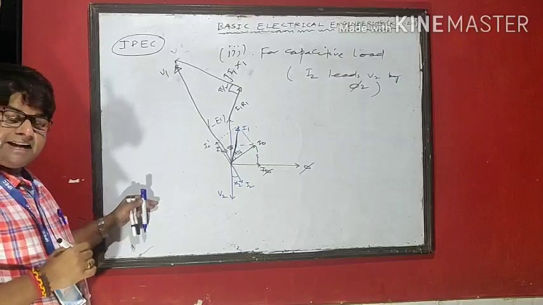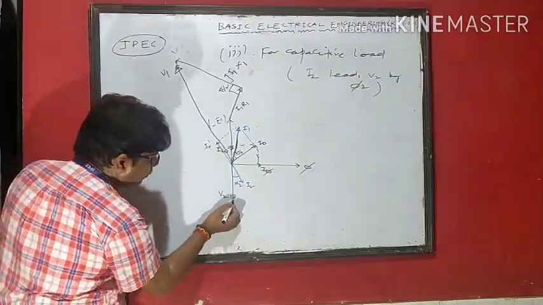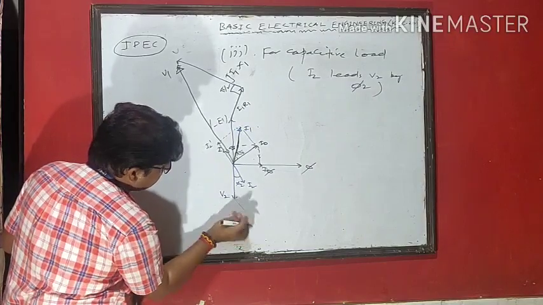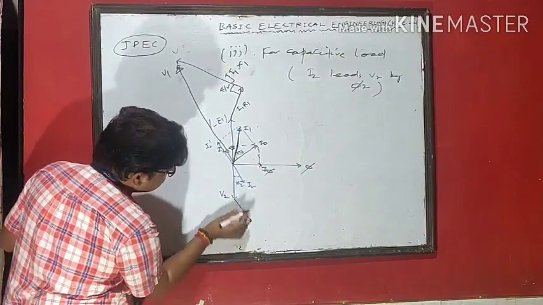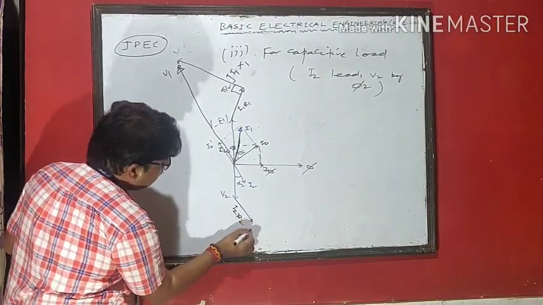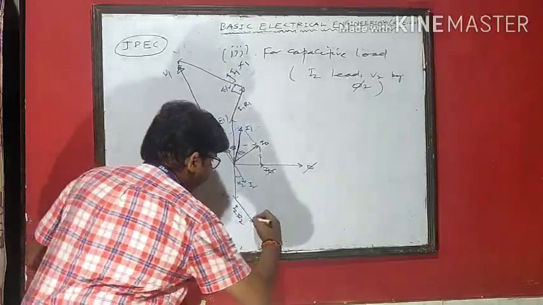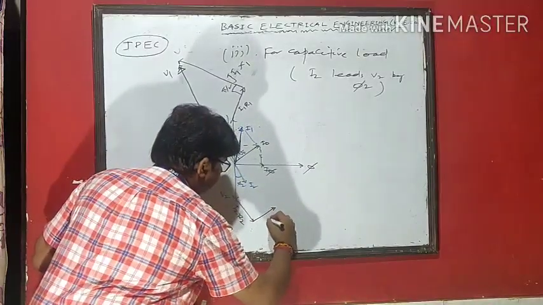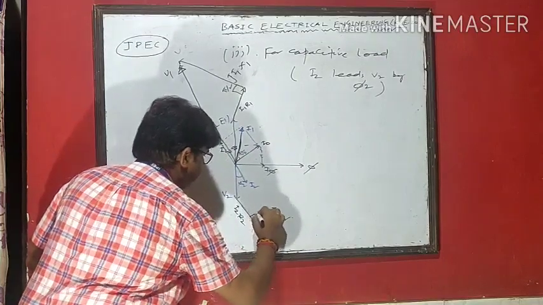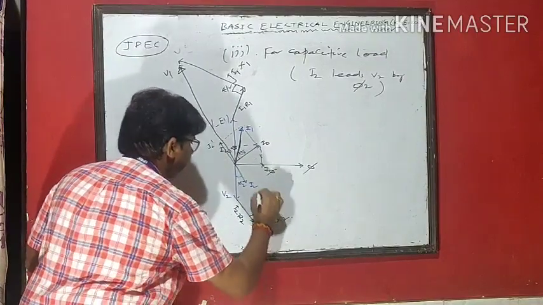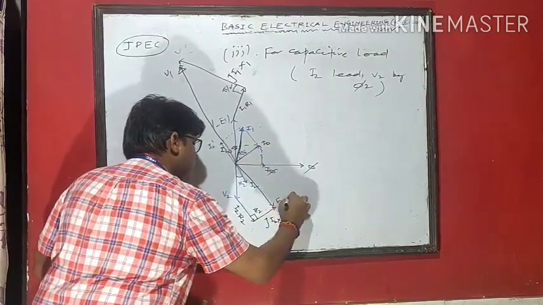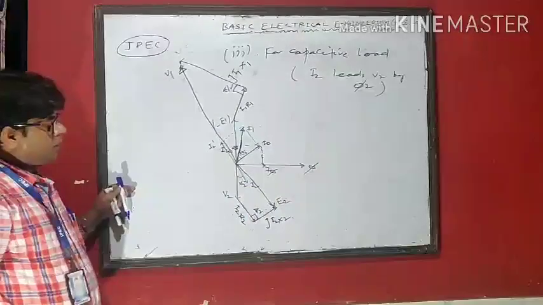Similarly, on the secondary side, E2 equals V2 plus I2 R2. I2 R2 is the voltage drop across the resistance, in the same phase, on the same line. And 90 degrees of this is j I2 X2. So this is your E2.